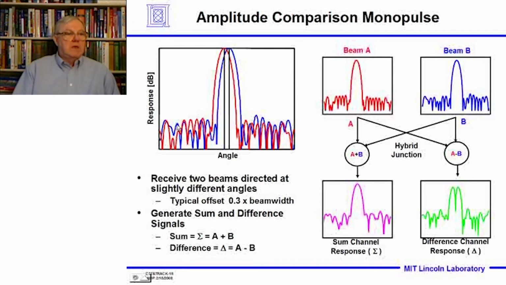Now here's what we end up having. We have a target located at the center, and we have 2 separate beams that are generated, one from beam A and one from beam B. And here are those 2 beams.